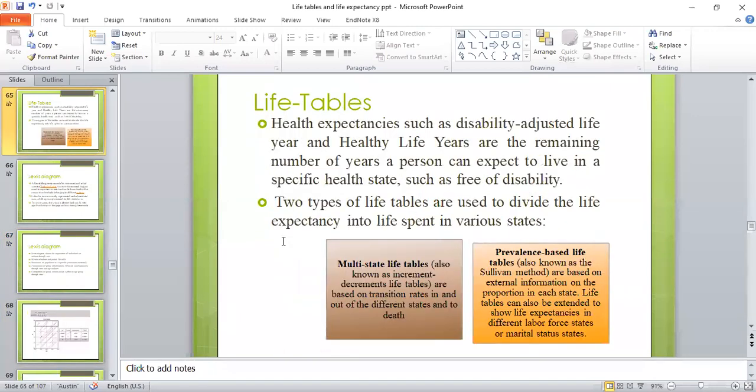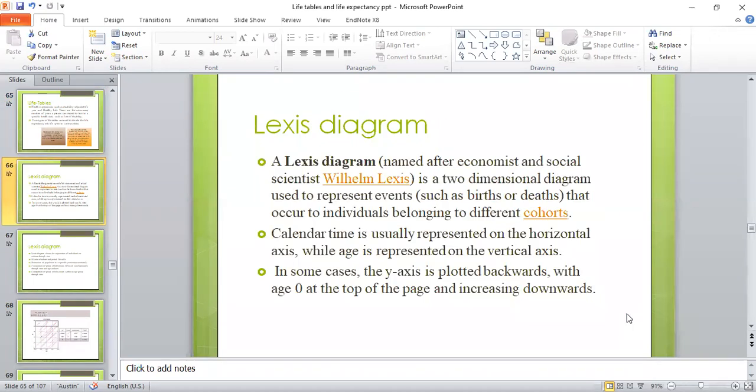Life tables can also present health expectancies, such as disability-adjusted life years, which are the remaining years a person can expect to spend in a specific health state, such as disease-free. Life tables are divided into two types: multi-state life tables, also known as increment-decrement life tables, which are based on transitions in and out of different states and to death; and prevalence-based life tables, also known as the Sullivan method, which are based on external information on the proportion in each state. Life tables can also be extended to show life expectancies at different levels, for state or marital status.